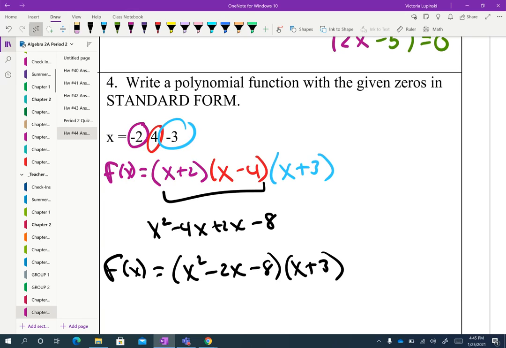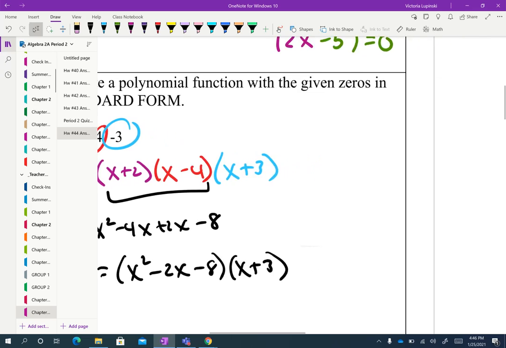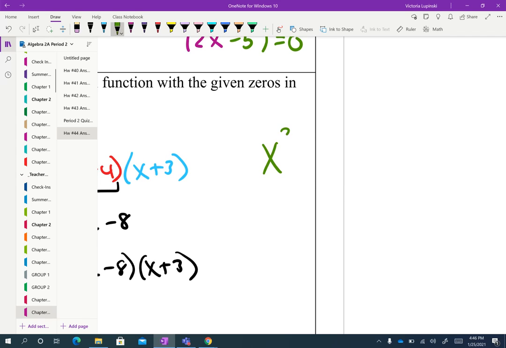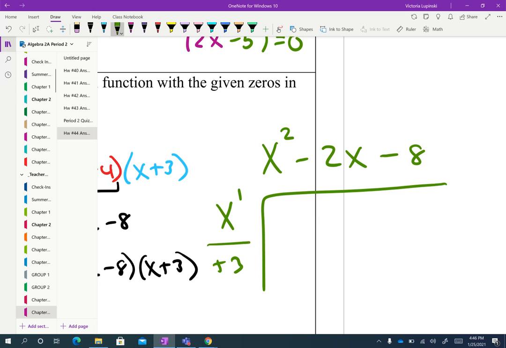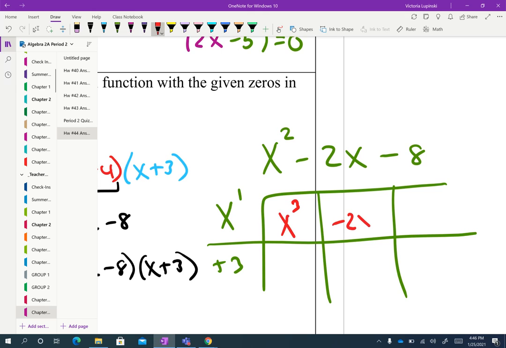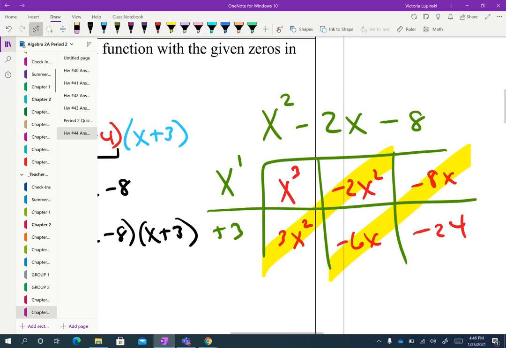So remember, there's more than one way to multiply a trinomial times a binomial, but the box method was how we first learned it. So if you like the box method, you're going to go ahead and rewrite along the top here, x squared minus 2x minus 8. Then you're going to do x plus 3 along the left side, and you're just going to go ahead and fill in all those boxes. So x times x squared is x cubed, minus 2x squared, minus 8x, positive 3x squared, minus 6x, and negative 24. As a hint, if you've done this correctly, you're always going to have like terms along the diagonal.